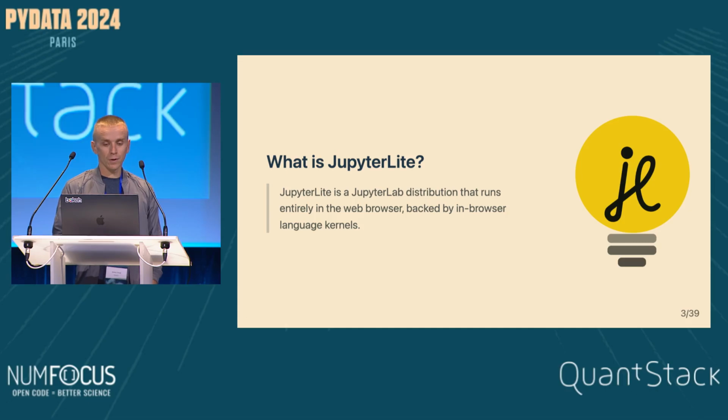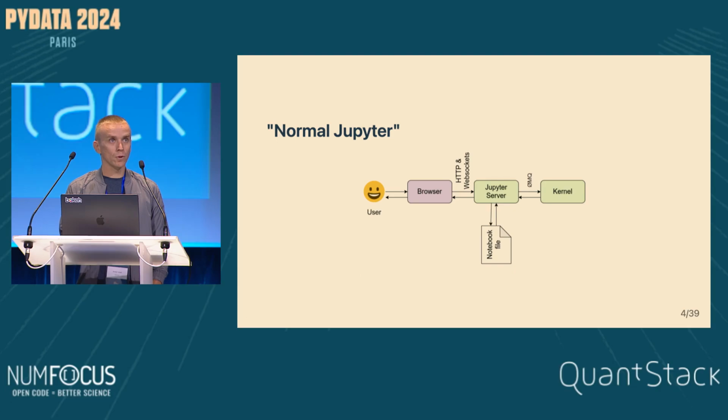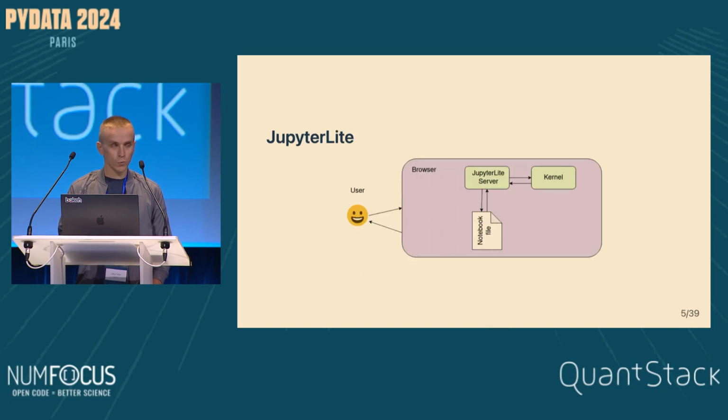So you might ask, what is JupyterLite? JupyterLite is a JupyterLab distribution that runs entirely in a browser, backed by in-browser language kernels. So if you have used Jupyter before, you can see it like this. You have a user that uses a browser. The browser makes HTTP requests to a server, and then there is this kernel system in the backend, and with all of this we have a notebook file that we can edit. So you have multiple components running in different places. But with JupyterLite, it's almost the same, but everything is in the browser.